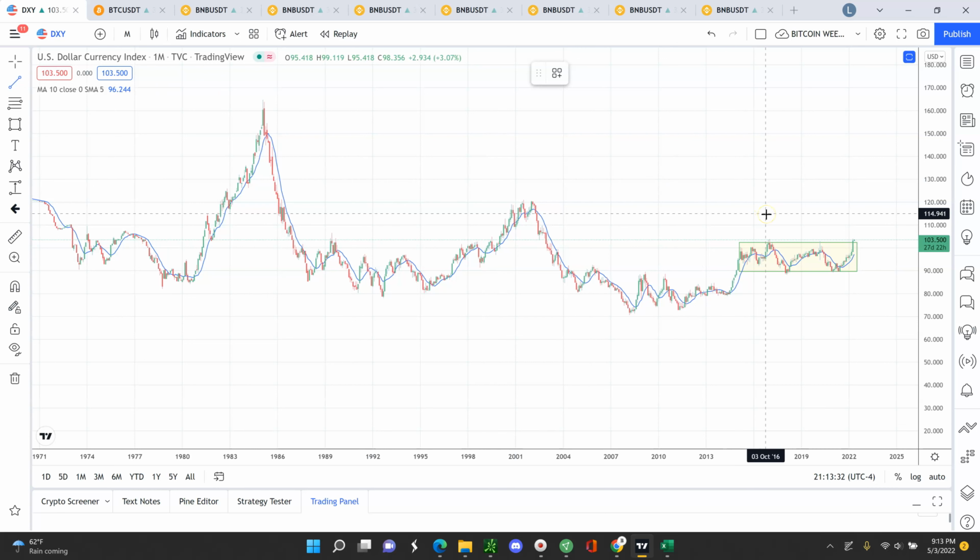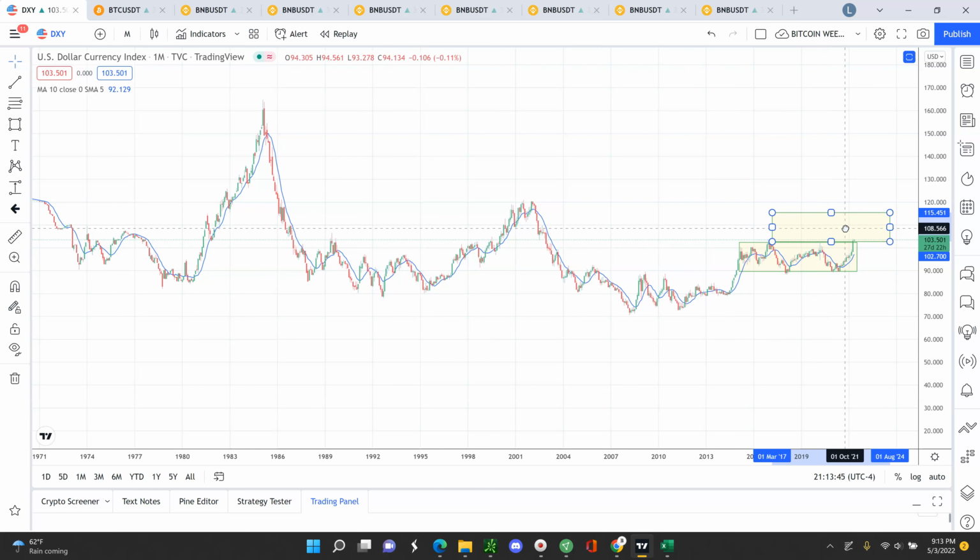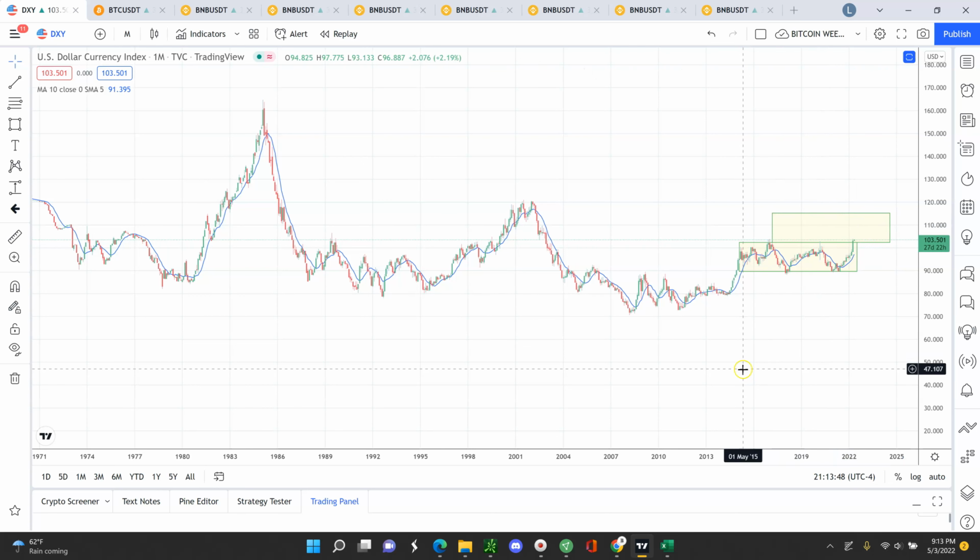So I'll just do another rectangle. Matter of fact, I'll just duplicate this one or clone it. All right, so that gives me my target range as it breaks and holds this current range that it's breaking out from. So it gave a bullish signal down here in the low 90s range, and it's been running for months now.